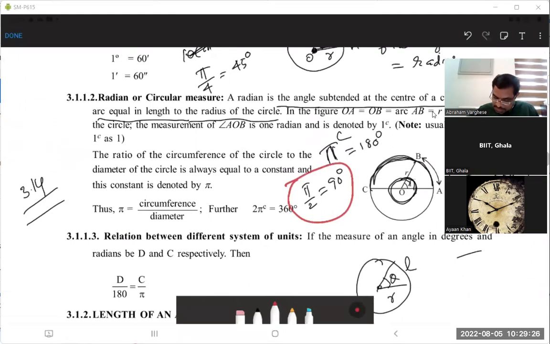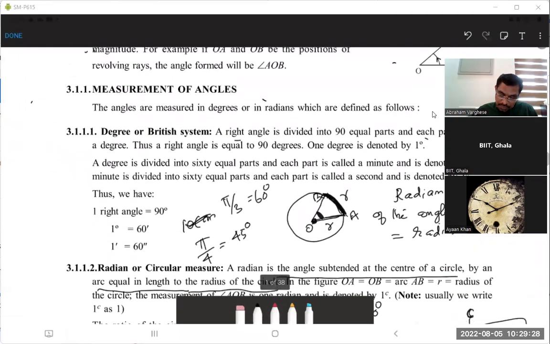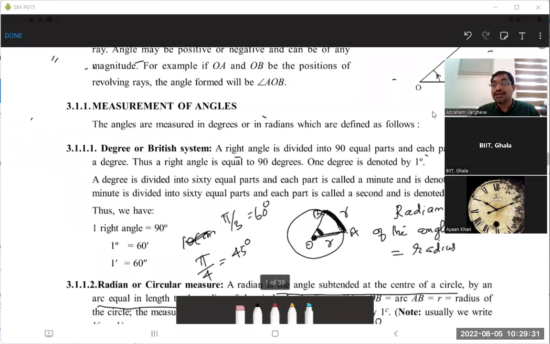The first thing we started was how to measure a degree, angle. There are two methods to measure the angle. One is called a degree measure and another one is called a radian measure. Then there is a relation between degree and radian. What is the relation? Pi radian equals 180 degree.